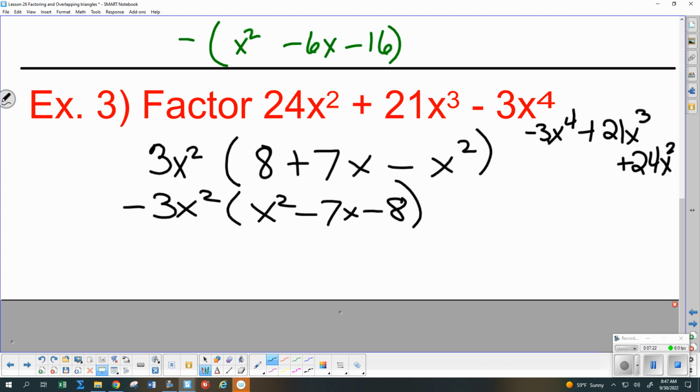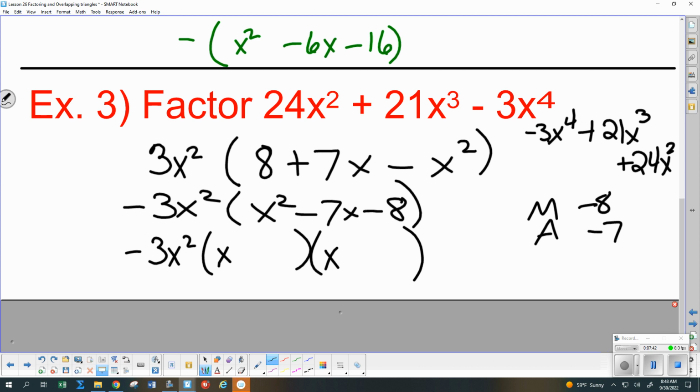Now we have something that starts with +1x squared. So now we are looking for two things that multiply to be what number? -8, and add to be what number? -7. Raise your hand when you can tell me what those two numbers should be. Waiting for more hands. What multiplies to be -8 and adds to be -7? Marlo. -8, +1, thumbs up, thumbs down for that.